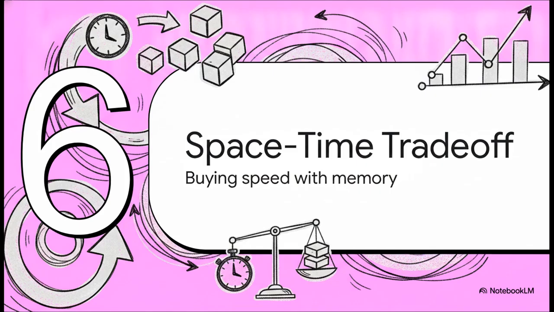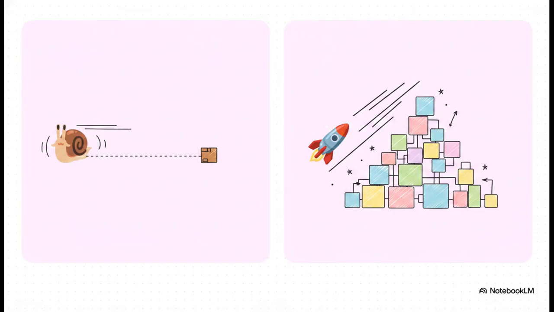Let's move to Section 6, the space-time trade-off, buying speed with memory. This builds into one of the absolute most powerful optimization strategies you can use in software engineering. Think about searching for duplicates. A naive approach, like repeatedly calling a .count method inside a loop, results in a terrible O of n squared time complexity. You're just scanning and rescanning.